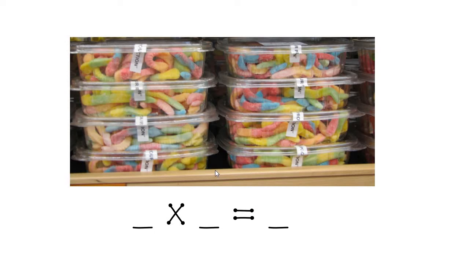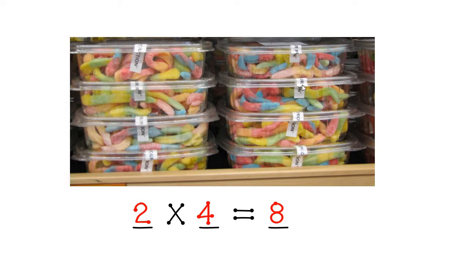Let's try another problem. Here are some yummy gummy worms stacked on a grocery shelf. The total number of gummy worms can be figured out using an array. There are 2 in each row, and there are 1, 2, 3, 4 in each one of those stacked on top. So 2 times 4 gives us a total of 8 altogether.